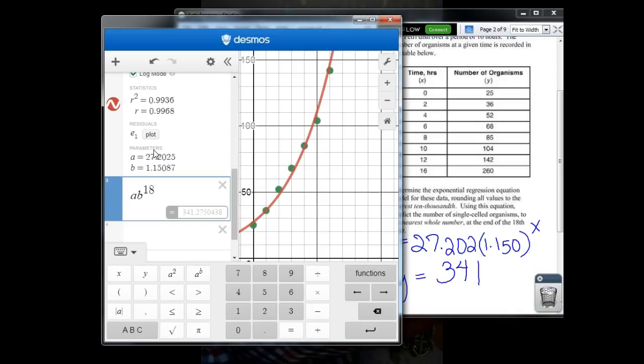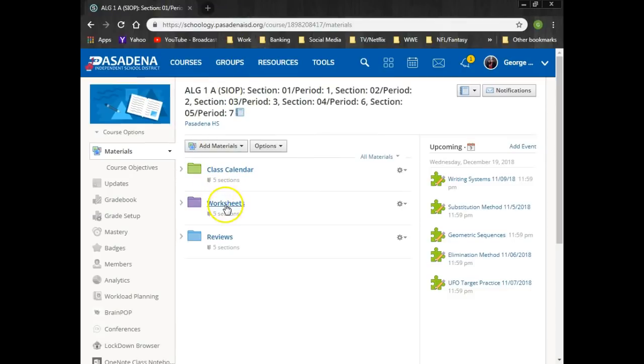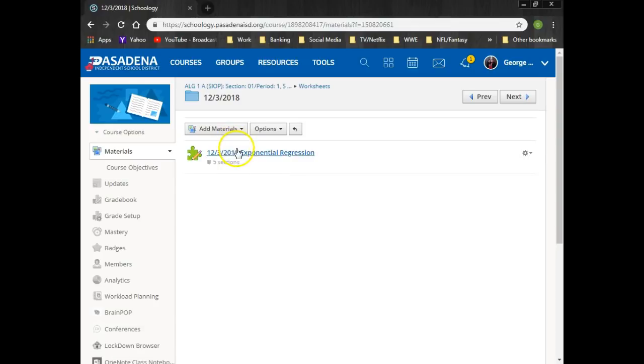So, your assignment on Schoology, or would you rather me just have you round everything, and then if you're wrong, then you're wrong? If you have to turn in the questions, the answers, you do. But it's a matching, so the answers are going to be there. Okay. So you're going to go to worksheets, today's date, with today's assignment.